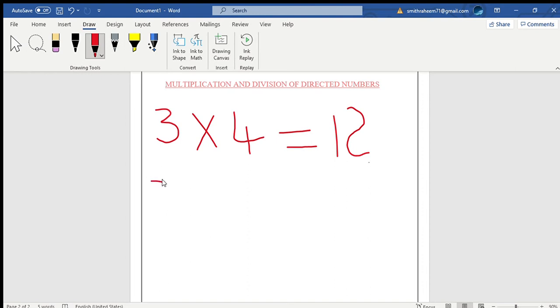Alright, so let's say we have negative 6 and you multiply this with a positive 5.